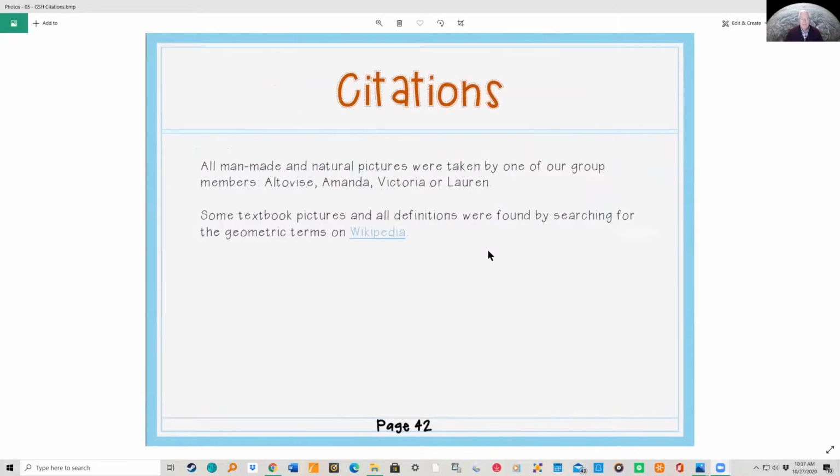So as we finish it up, you'll notice the citations here. The citation says that they were taken by a member of our group. That way you have full rights to use it. And you can certainly use Google to get the definitions, to get ideas for your pictures. But remember, the pictures themselves should be pictures that you have taken.